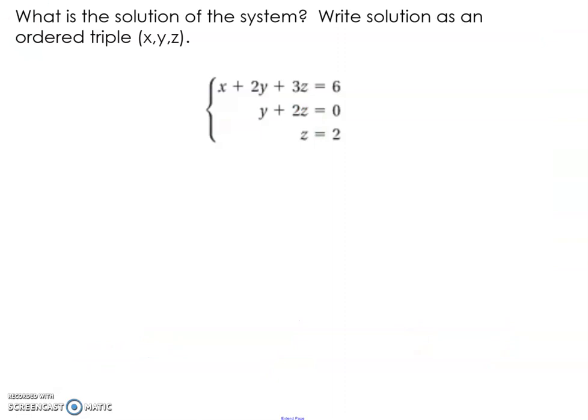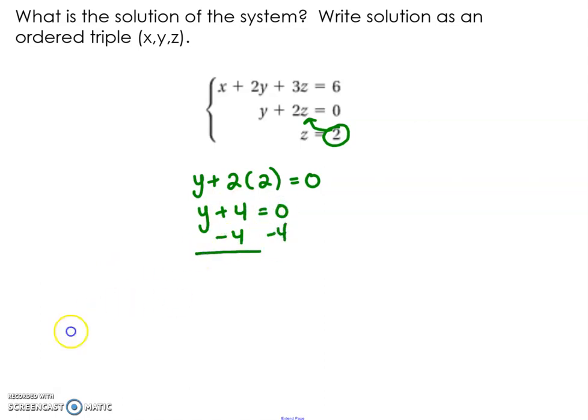So let's look at one example that's a little bit easy to start off with. So here we have three variables, x, y, and z, and we have three equations. Now this one's a little bit easy because they already gave us one of the variables. They told us that z is equal to 2. So since we know z is equal to 2, we can use substitution and substitute in 2 for z. So I'm going to look at the second equation, and I'm going to plug in the 2 instead of the z. So when I solve this, y plus 4 is equal to 0. I'm going to subtract 4, and I will get that y is equal to negative 4.